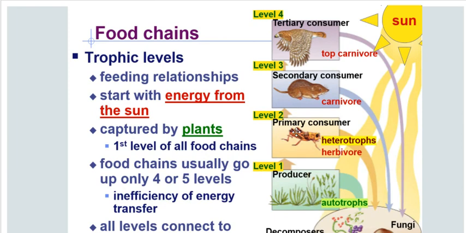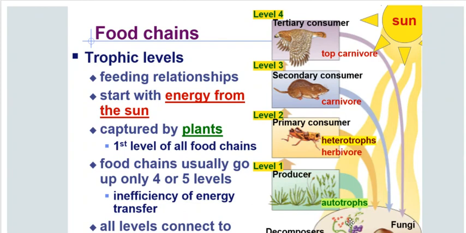And notice these levels here are called trophic levels. And basically, that's just showing how far removed things are from the plants. So a level 1 is going to be a producer, and a level 2 is going to be a thing that eats a plant, essentially. And a level 3 is going to be a thing that eats a thing that eats a plant, and so on.